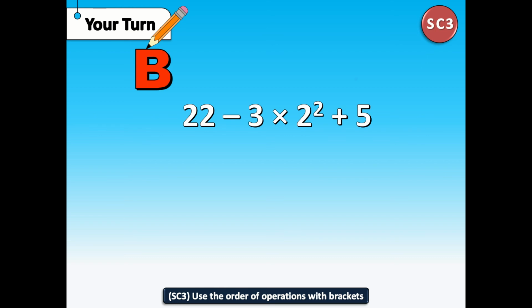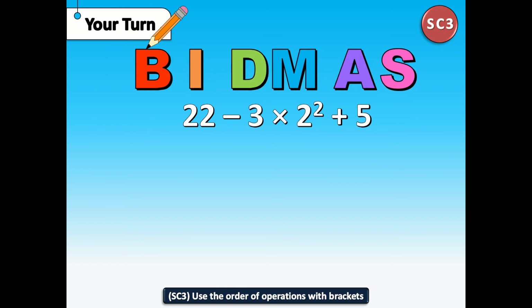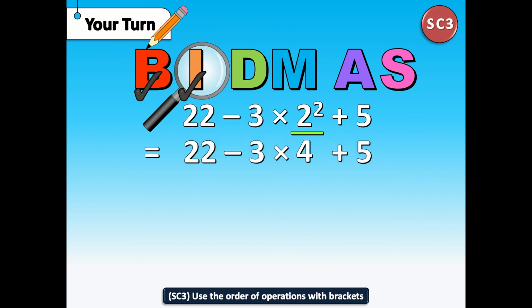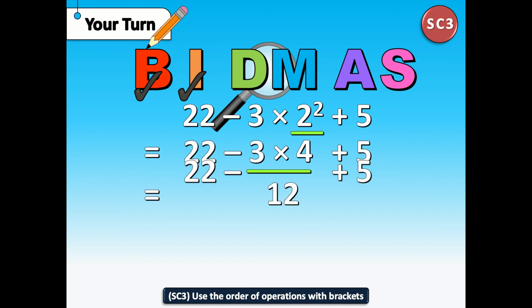So for this question, if we look at BIDMAS, well, there's no brackets. We've got indices, 2 squared, which is 2 times 2, so that's 4. Then we look at division and multiplication, and we've got multiplication. So 3 times 4 is 12. We bring everything else down.